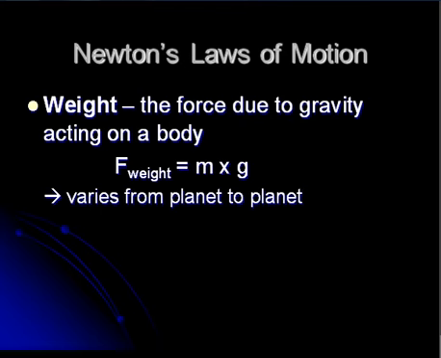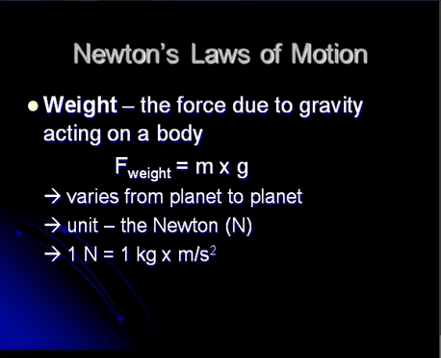If you go to the moon, which we're going to consider a planet for the moment, you would weigh roughly 1/6 of what you do on Earth, because the acceleration due to gravity on the moon is roughly 1/6 of what it is on Earth. The unit of weight and the unit of all forces is the Newton. And 1 Newton is 1 kilogram times a meter per second squared. We'll explain that a little bit more in a few minutes. So on Earth, if you have a mass of 1 kilogram, you have a weight of 9.81 newtons.